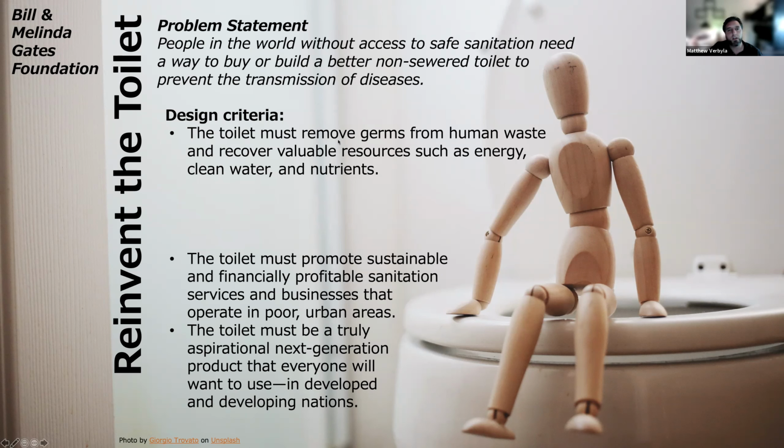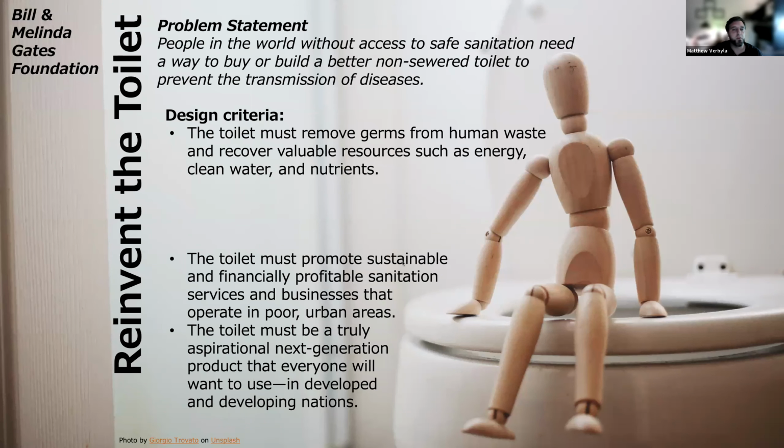So these are more consistent with language that would be described as criteria, right? Criteria that the toilet must remove germs from human waste. That's a basic functionality of a toilet: it must prevent the transmission of diseases that are transmitted through human waste. Another criterion is that it has to recover valuable resources like energy, water, and nutrients. That's kind of like a sustainability criteria.